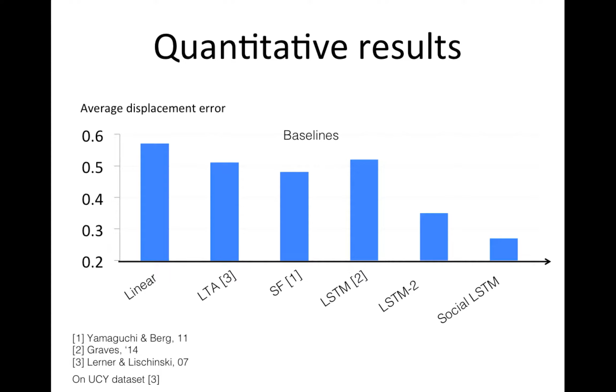Here, social LSTM is used to predict human trajectories by modeling human-human interactions. Performances are measured by average displacement error. Our approach is compared against several baselines and consistently achieves superior performances.